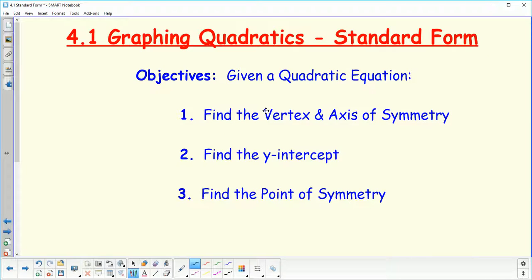So we have found two very important points, the vertex and the y-intercept. Those are going to be really important when we graph. The only thing we have not talked about yet is going to be your point of symmetry. We're going to talk about how to find that point of symmetry in class tomorrow or next time we see each other. Then we're going to take all of that information and put it on a graph together. Okay, we'll see you next time.